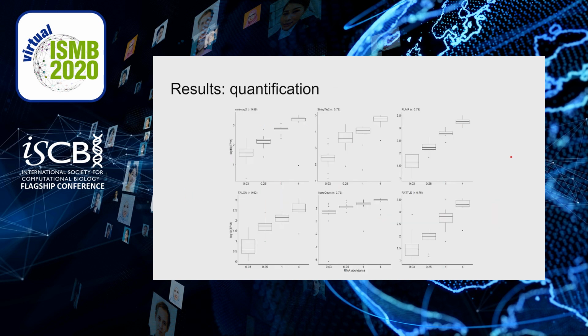And finally, we've checked the quantification using self-spikings, and we can see that the correlation between the predicted abundances, which is the y-axis, and the actual abundances of the spikings in the x-axis is actually pretty high. RATTLE is the only reference-free method in this plot, and it gives correlations really comparable to those that are reference-based.